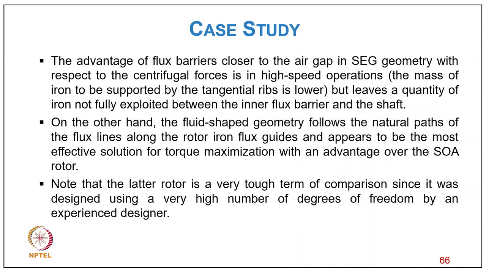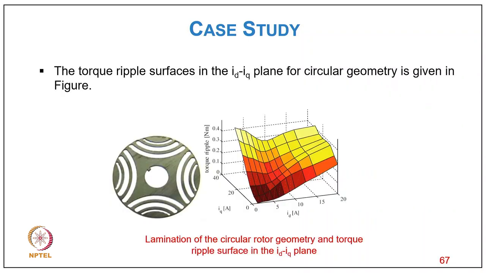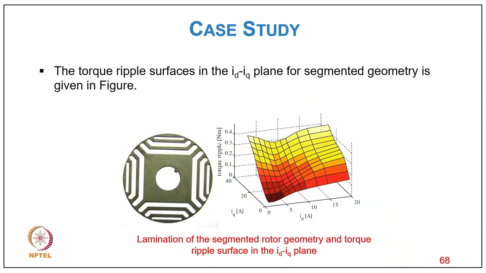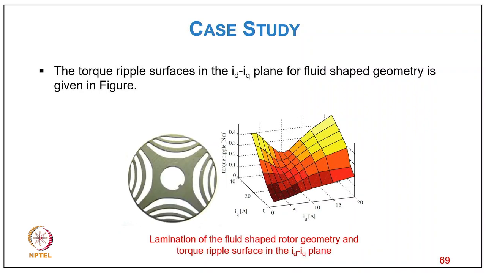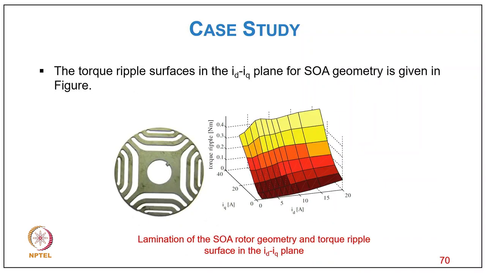It was designed using a very high number of degrees of freedom by an experienced designer. The torque ripple surface in the Id-Iq plane for the circular geometry is given here in the figure, showing how the torque ripple varies for different Id and Iq. The torque ripple surface in the Id-Iq plane is also shown for the segmented rotor, then for the fluid shape, and then the SOA.